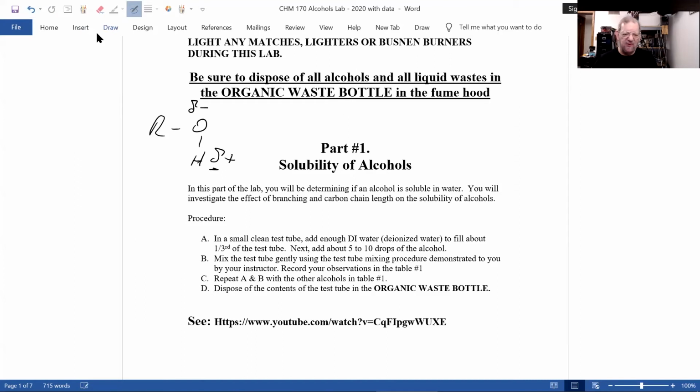Are slightly polarized. That means little delta, slight charge. If you notice, water is polarized too. And because of that, alcohols can hydrogen bond. That's called a hydrogen bond, abbreviated by H. And that helps in the solubility of alcohols in water.